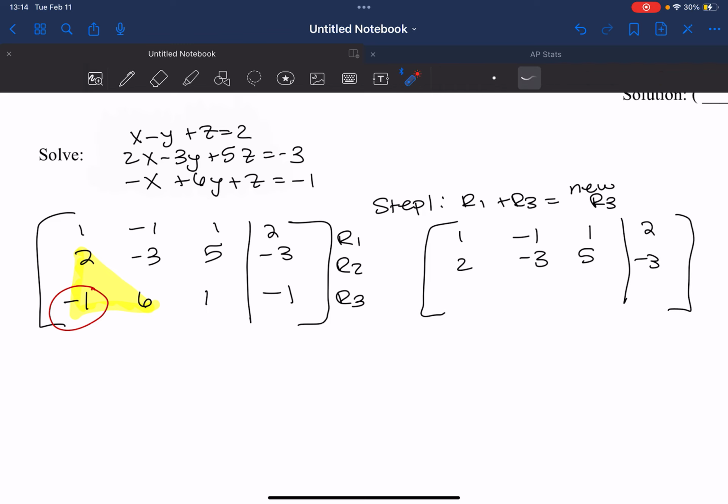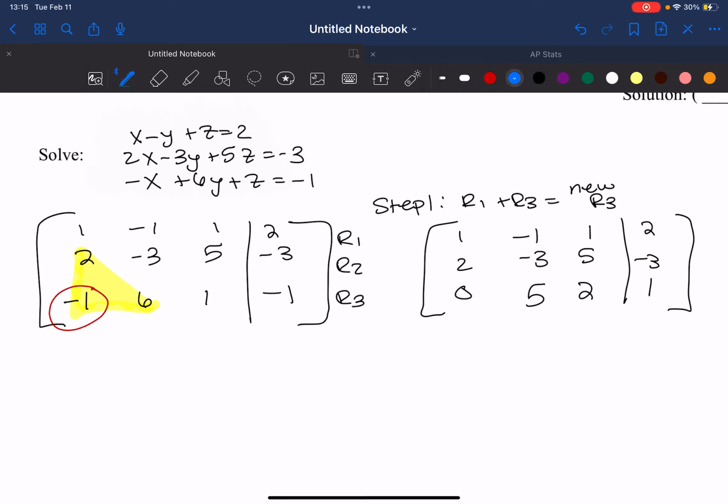And then adding those 2 rows will give me my new row 3. So 1 and negative 1 is 0. Negative 1 and 6 is 5. 1 and 1 is 2. And 2 and negative 1 is 1. Okay, I got my first 0.